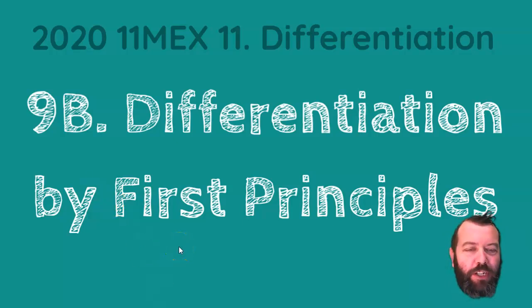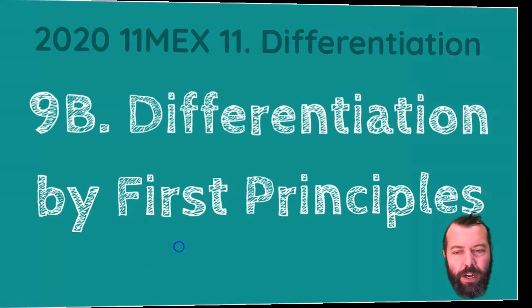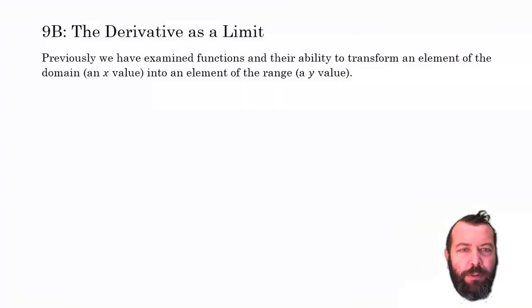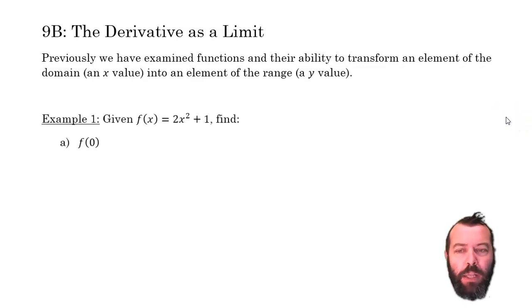I think we're looking at differentiation by first principles today, and I want to work through a few ideas before we get there. So we've previously looked at functions, and what a function does. It turns an x value into a y value, right? So here are some examples of that, a bit of a reminder.